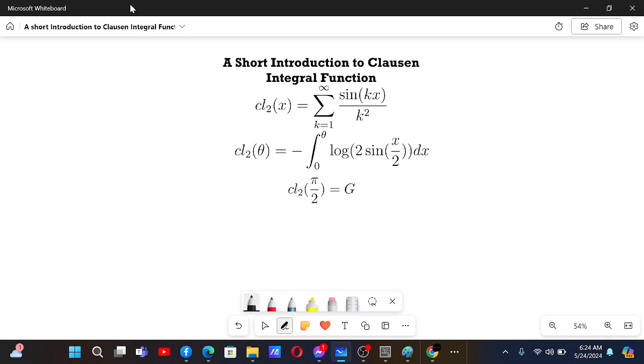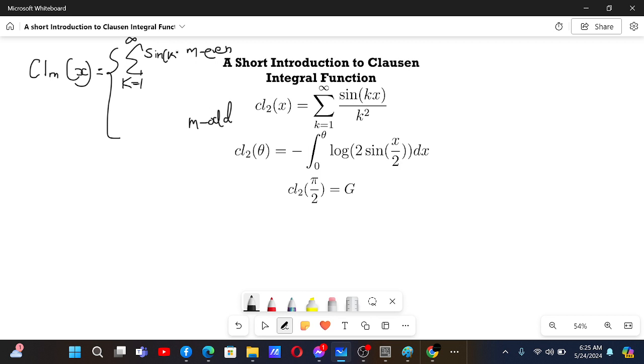So over the past few videos, we just dealt with the Clausen function, which has a general base m of x, and the general Clausen function was defined in two cases, when m was even and m was odd. When m was even, the Clausen function was defined as the sum from k equals 1 to infinity of sin(kθ) by k to the power m. Now when m was odd, this was defined as the sum from k equals 1 to infinity of cos(kθ) by k to the power m.